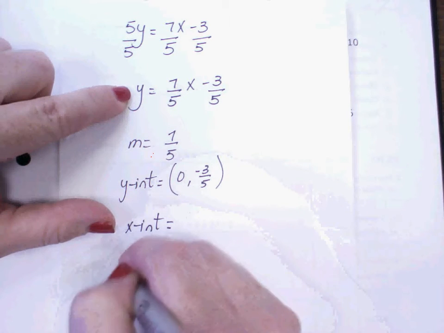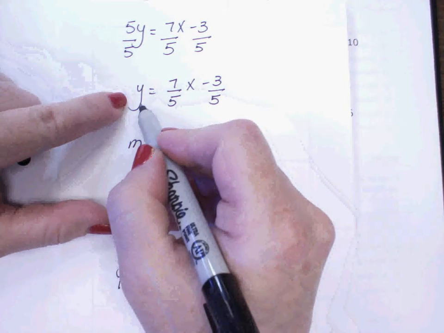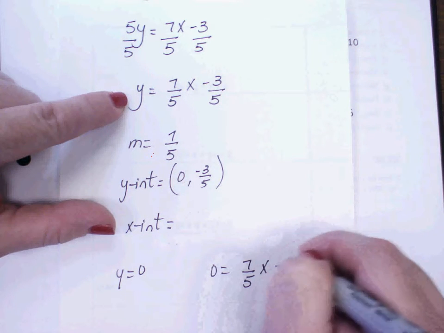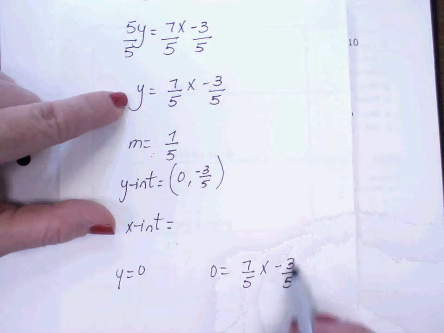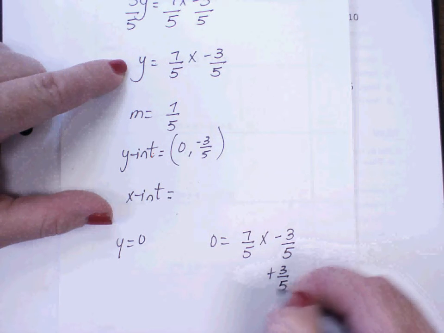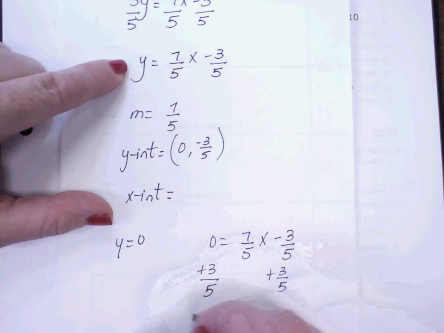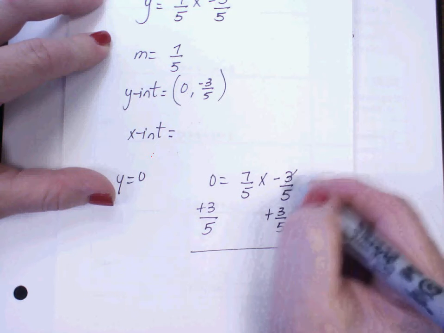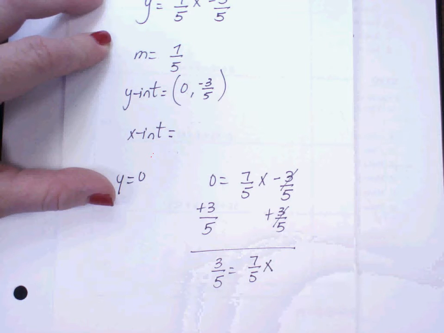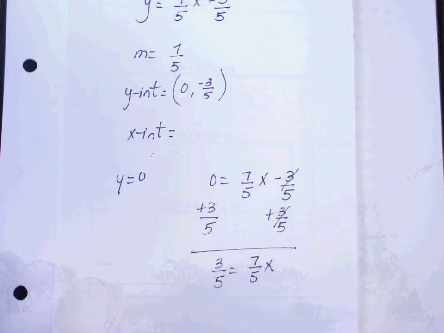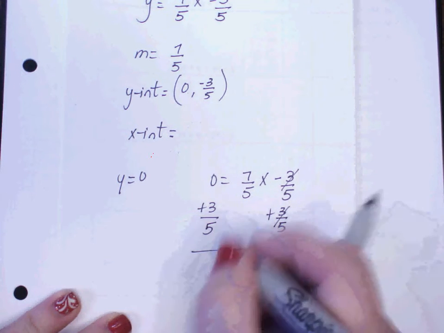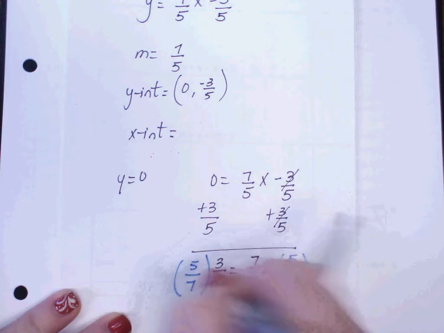So if y equals 0, then I can go ahead and plug that 0 in there, right? And solve for x. So 0 equals 7/5 x minus 3/5. So plus 3/5 on both sides. That's 0. And you get that 3/5 equals 7/5 x. Now to get rid of that fraction, what do I need to do? Multiply by what? The reciprocal. Very good.